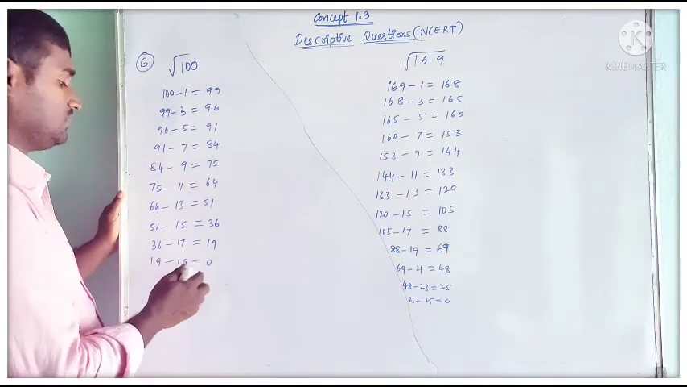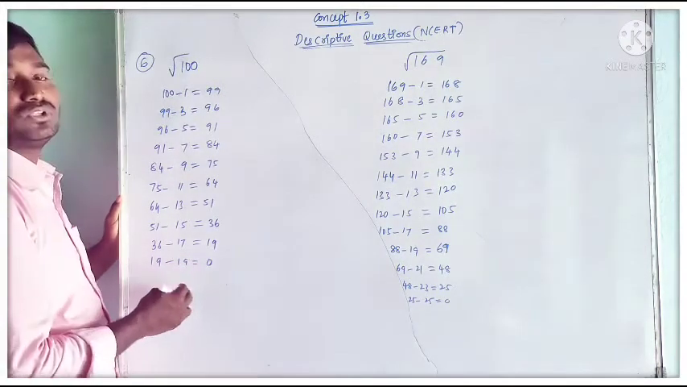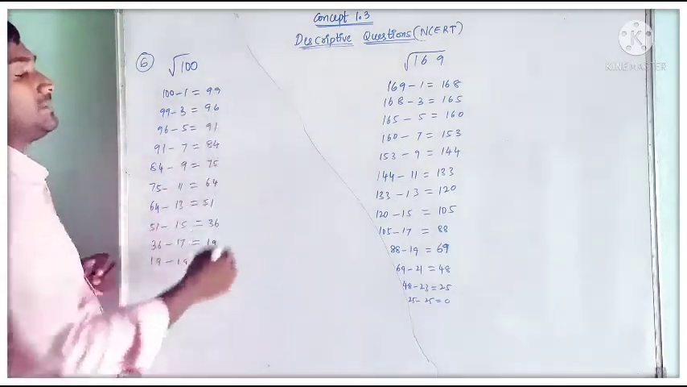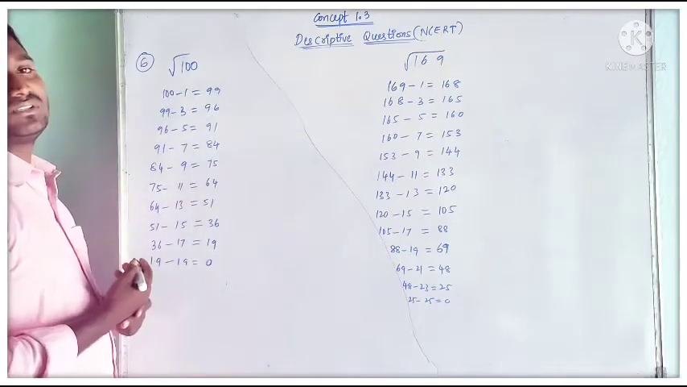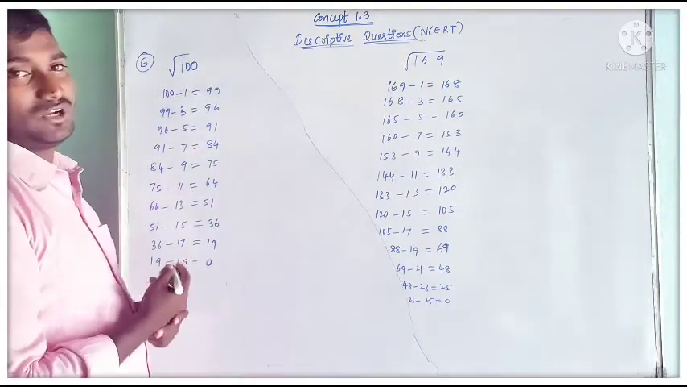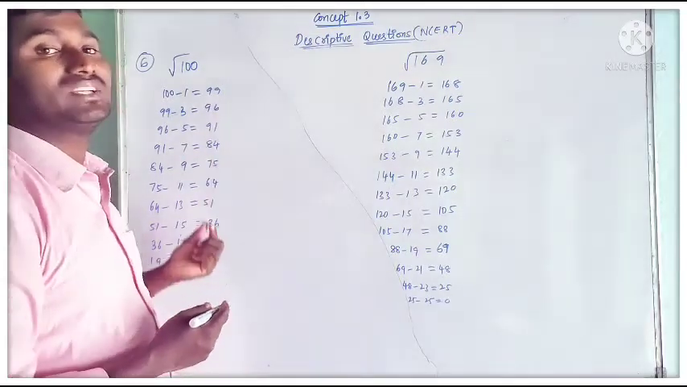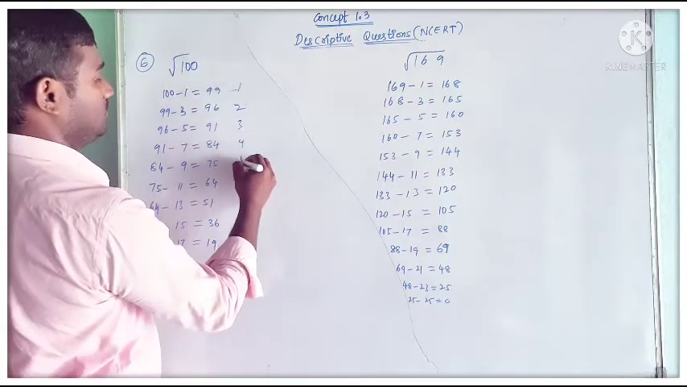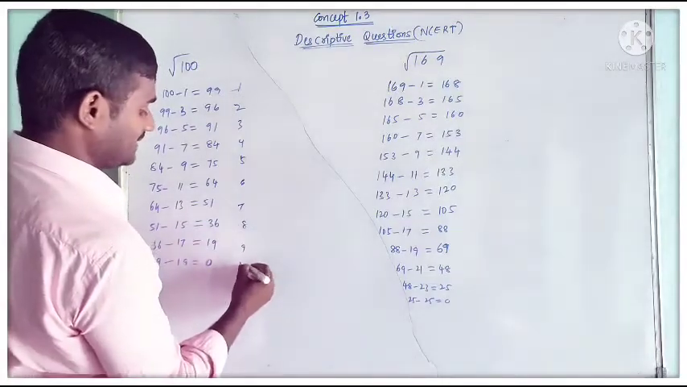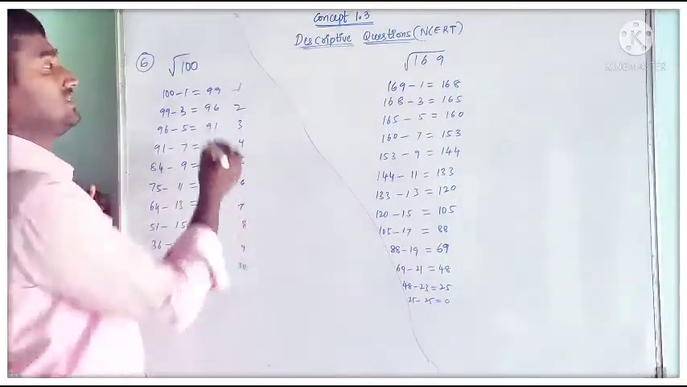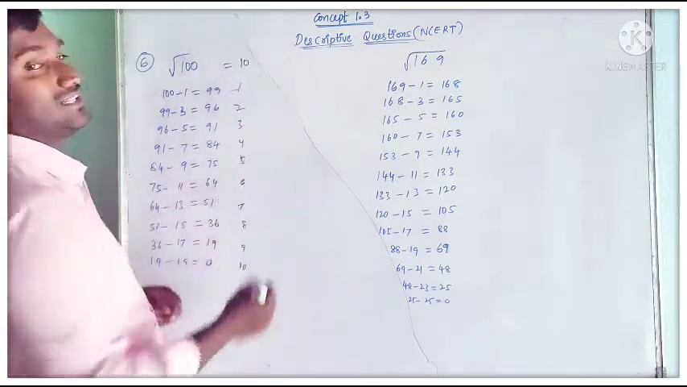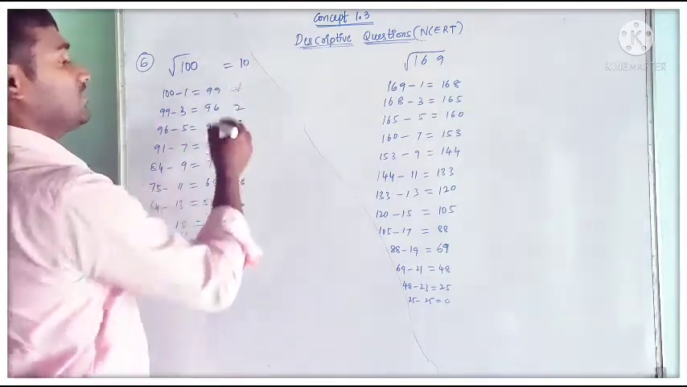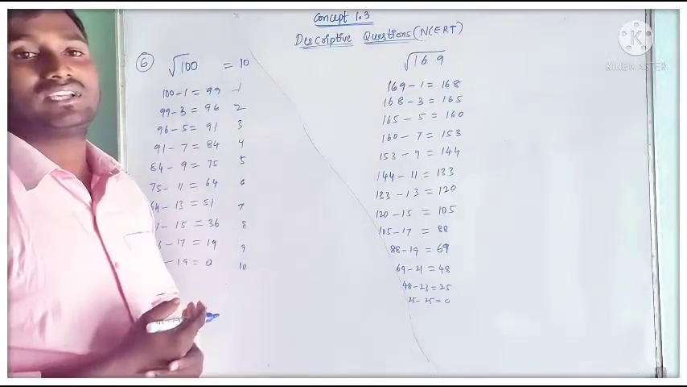We did the subtraction until we got 0. How many subtractions did we do to get 0? 1, 2, 3, 4, 5, 6, 7, 8, 9, 10. We did 10 subtractions, so the square root of 100 is 10. The number of subtractions needed to get 0 is the square root of the given number.